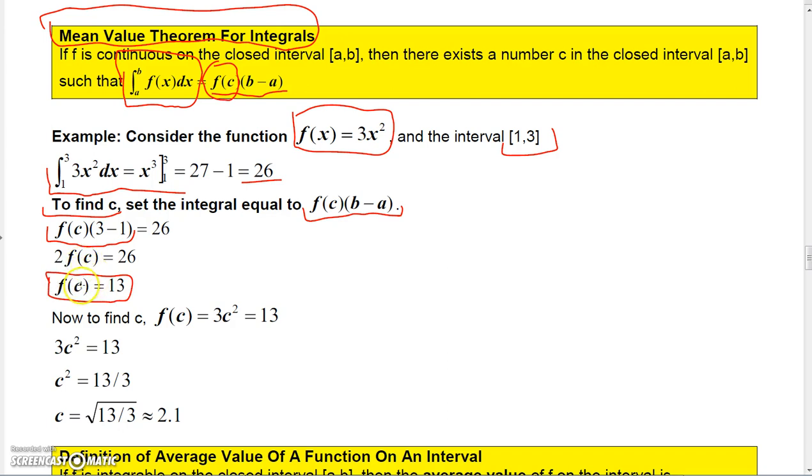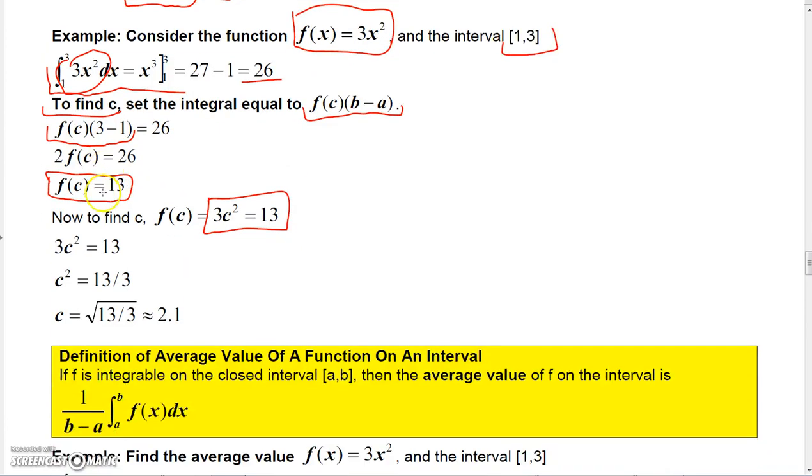But now think about what is c. What is f of c? Well, what's my function? This function is 3x squared, so f of c would be 3c squared. So I want to solve for c such that 3c squared equals 13. That's a pretty simple equation to solve. Solve for c squared, you get 13 over 3. And then if you take the square root, you're only going to want the positive square root because the negative square root is not in the interval. We want the number that's in the interval from 1 to 3. So it would be the square root of 13 over 3, or approximately 2.1.